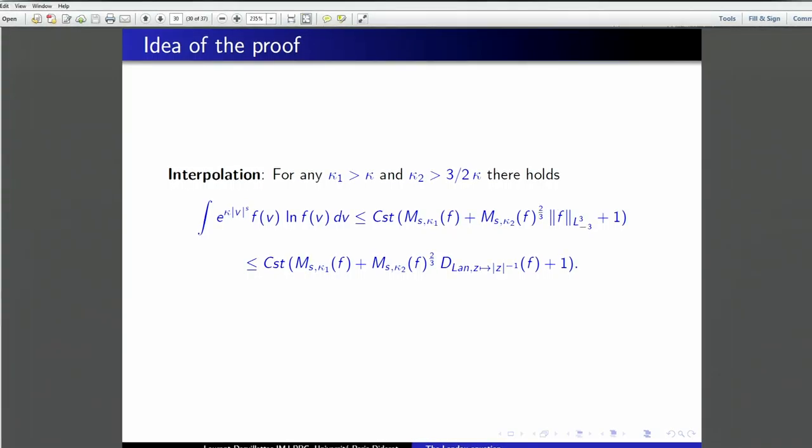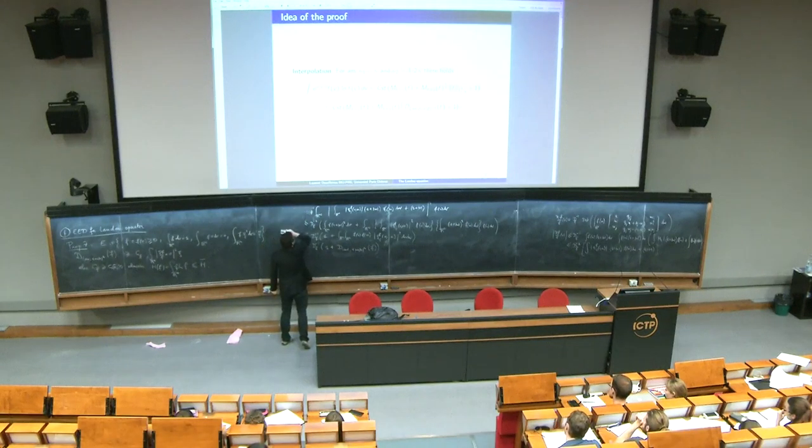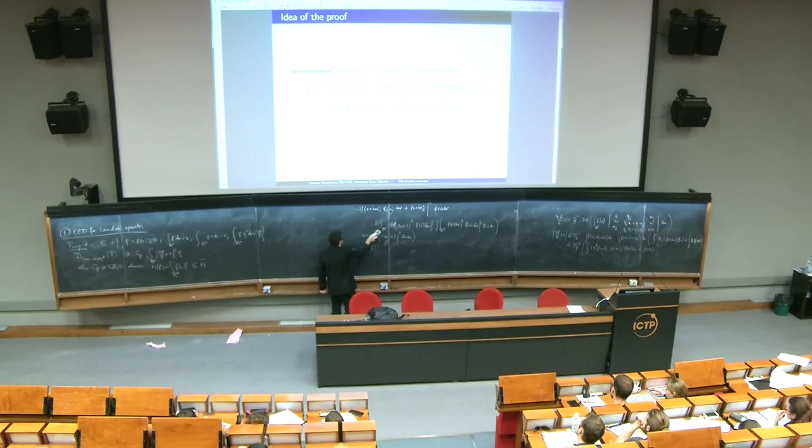That is, this entropy dissipation estimate does not only tell you that you will converge fast towards the equilibrium, it also tells you something on the regularity of the solutions of the equation. Let me show to you very briefly how it works.